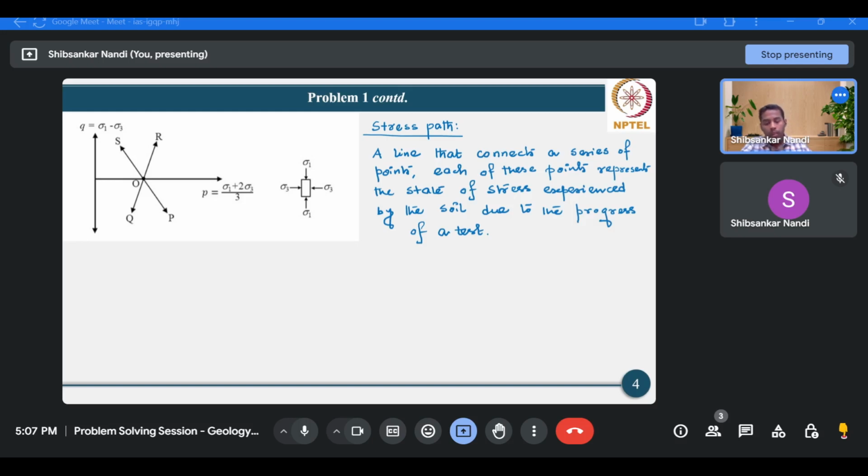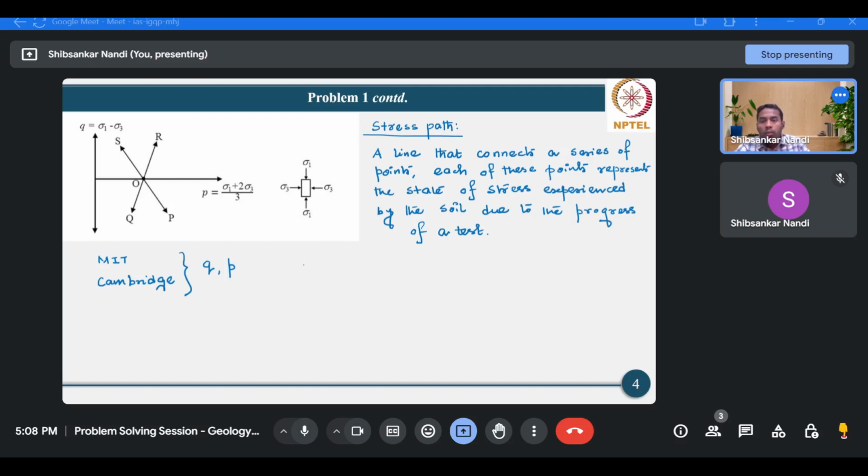Now two types of representation are in common use. One has been popularized by MIT and another one by Cambridge University. Both use the same notation to represent the state of stress, Q and P, if we talk in terms of total stress.